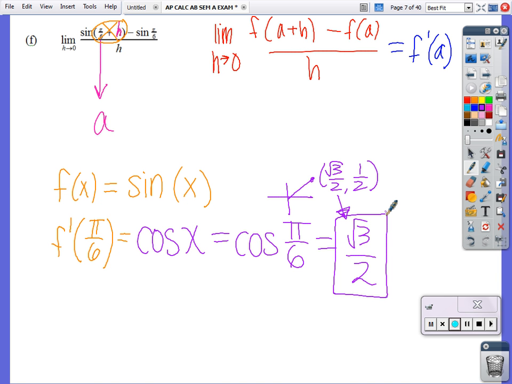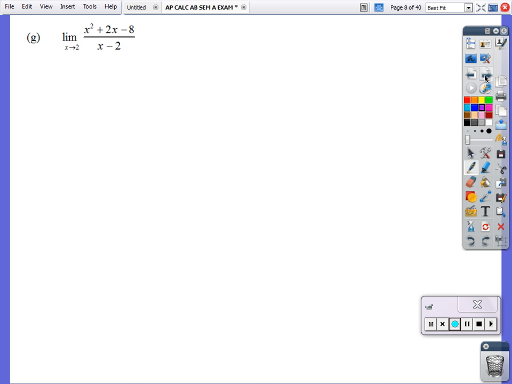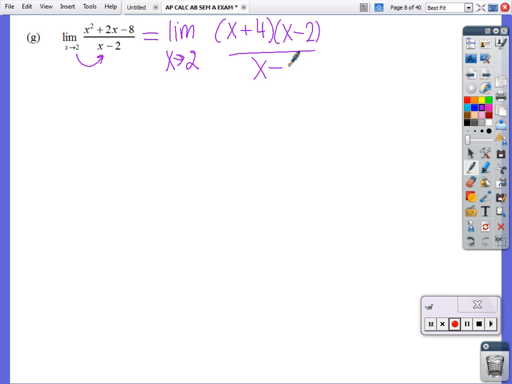So that notation, limit as h goes to 0, should give you the hint that they might be using the definition of a derivative. Letter G, substitute in 2, we get undefined, so this we're going to attempt to factor. So x plus 4, x minus 2 over x minus 2. Since these cancel, I get that the limit as x goes to 2 of the function is going to be the same as just taking x plus 4, and therefore the answer should be 6.